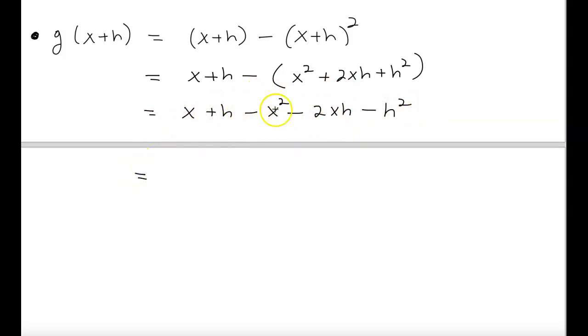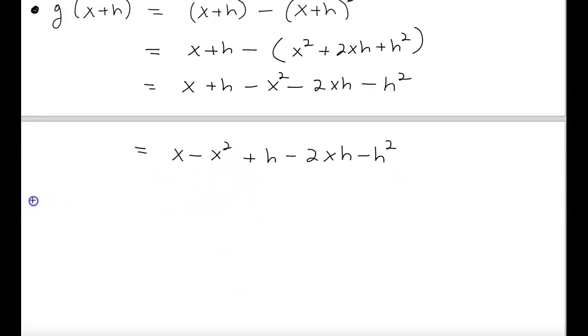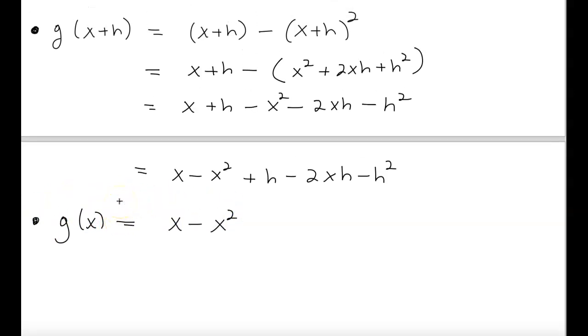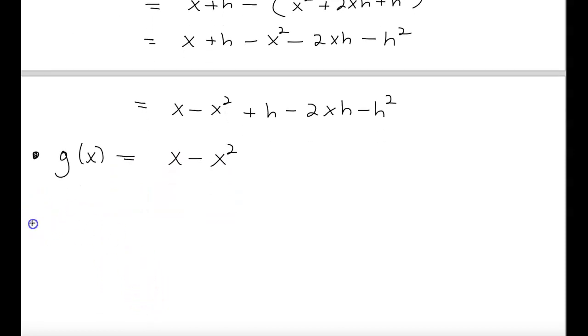Maybe I'll organize it to put the x terms together. So I'll have x minus x squared again here, right? You'll notice, and then it's going to be h plus h minus 2xh minus h squared, right? And I'll keep those x's that are by themselves over here. Okay, the next thing is just, well, what's g of x? G of x, we don't have to do anything. That's just x minus x squared, right? So we kind of have that done already. And now we want to do the subtraction, right? G of x plus h minus g of x, okay?